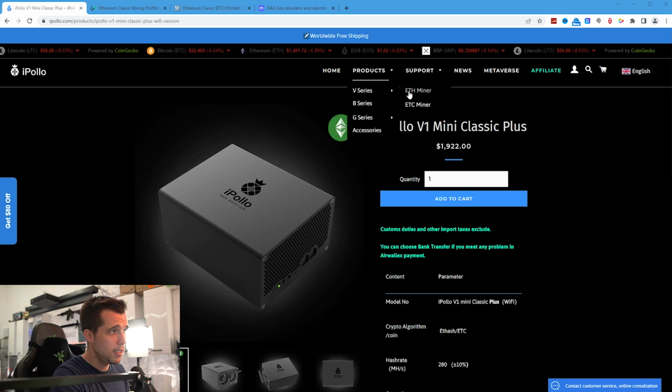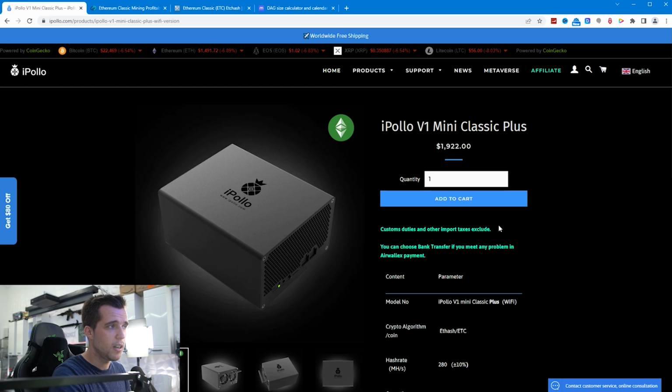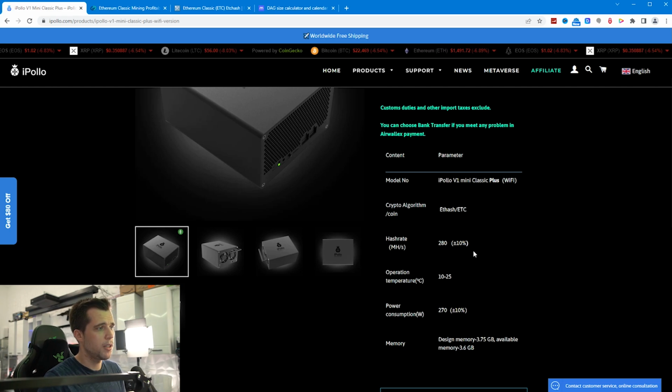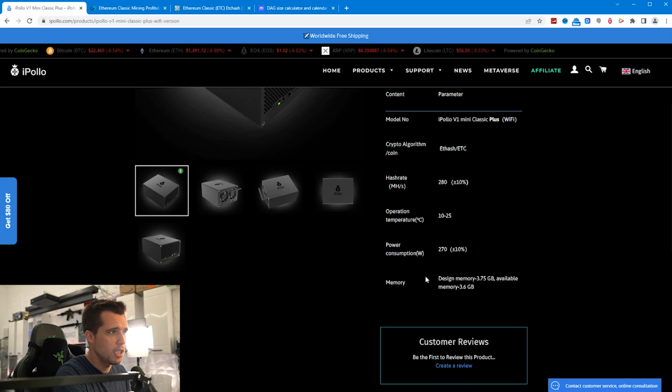Now we are using the V-series. Ipollo has ETH miners and ETC miners, so this is an ETC only miner. You cannot mine ETH with that miner, at least for now. In the firmware you can just choose ETC. The hash rate is 280 mega hashes per second. You will see plus minus 10% here, also on the power consumption, because due to the manufacturing they cannot nail it down completely to 280. So it will be roughly 280, plus minus 10%, the same for the power consumption. But mine is actually running even a little bit better, so you shouldn't have any issues with that.